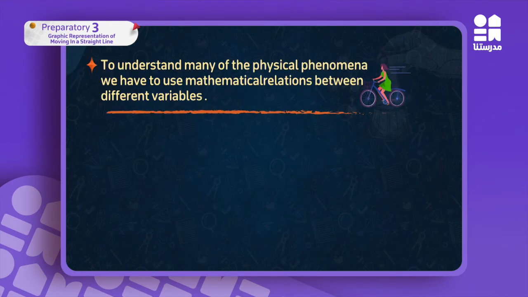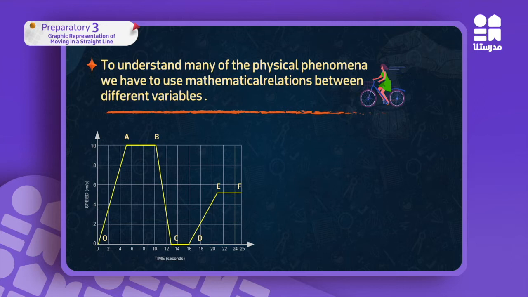To understand many of the physical phenomena, we have to use mathematical relations between different variables. What does this mean? يعني for example مثلا how do we conclude the speed? في mathematical relation for the speed اللي هي equals distance over time. Correct? طيب ده احنا خدناه في الليسون اللي فات وعارفينه كويس جدا.